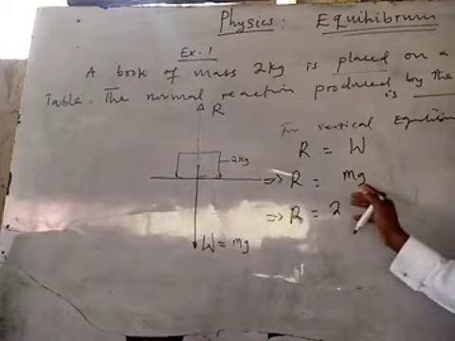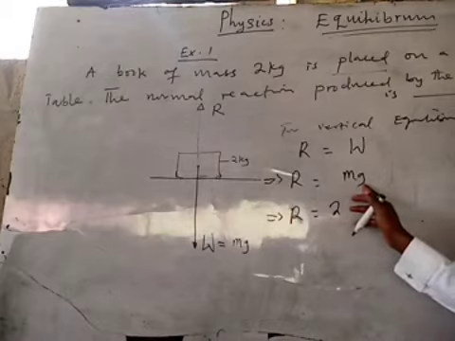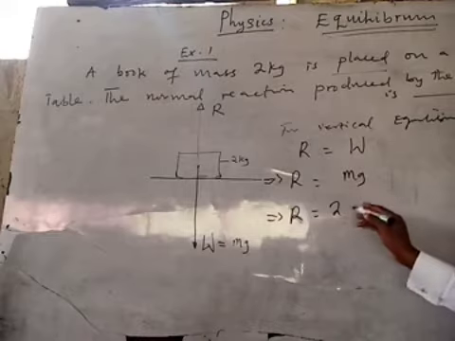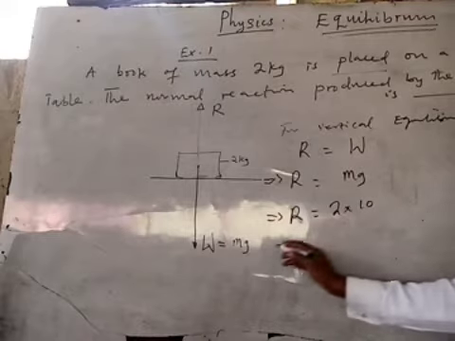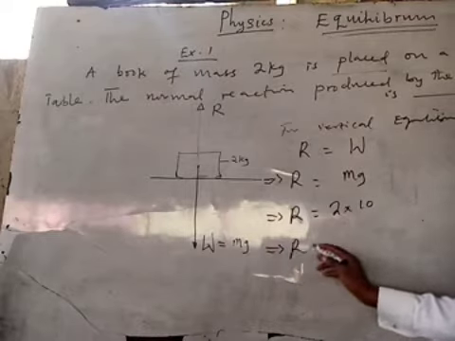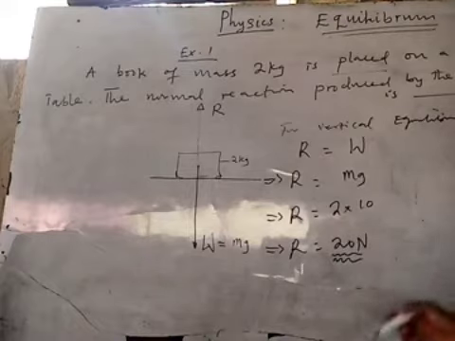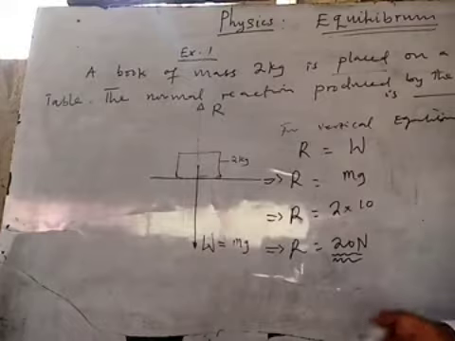and then our gravitational acceleration, since it was not given, we make use of g as 10. This is now times 10. So therefore, the reaction force is simply equal to 20 Newton. So we are done with that exercise.